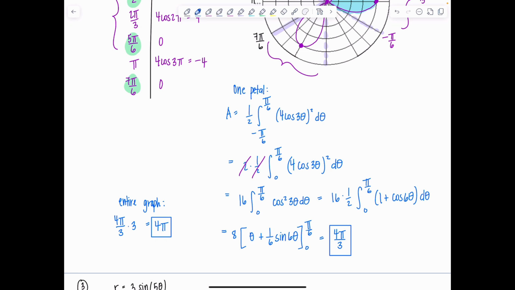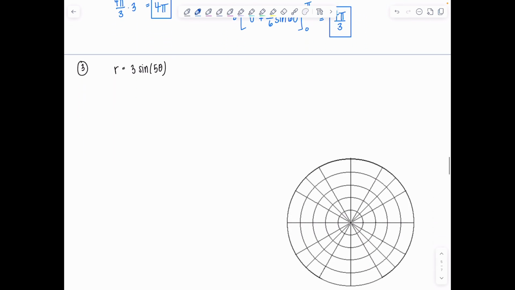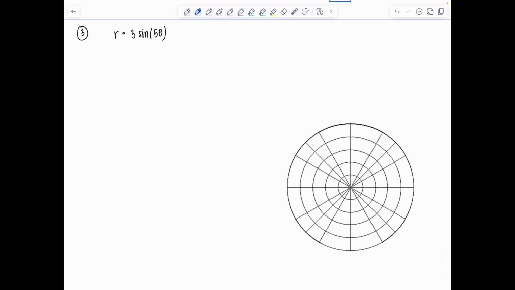Okay. Moving on, example 3, I think it's the spiciest one of the video. r equals 3 sine 5 theta. Woo! So, we know we have 5 petals.